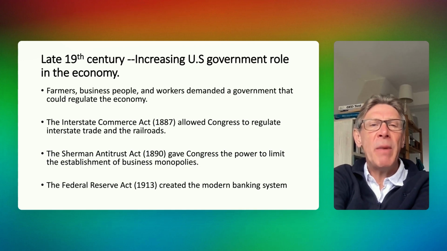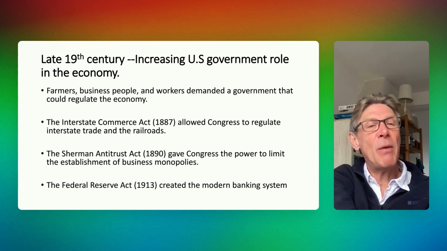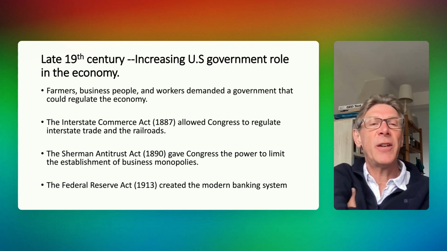So we've got three acts here. The Interstate Commerce Act, 1887, allowed Congress to regulate interstate trade in the railroads. And you don't need to learn all of these, but you might be asked questions where they're talked about in them. But remember, you don't need to learn what this act is and when it was and what it means. Just when you see it in an exam, the more familiar you are with it, the easier you will find the question to answer.